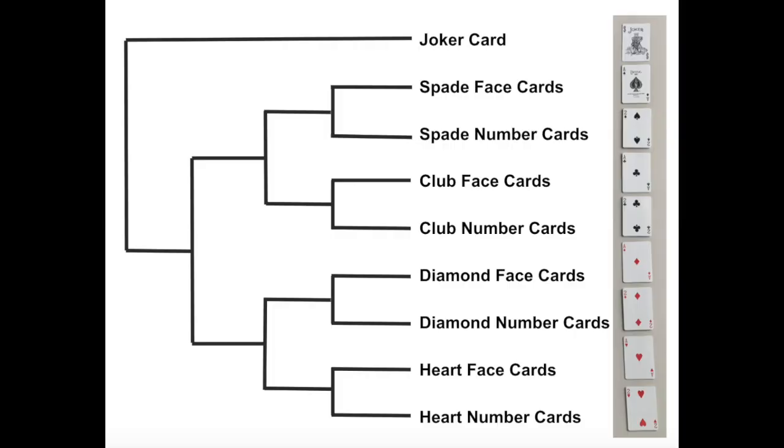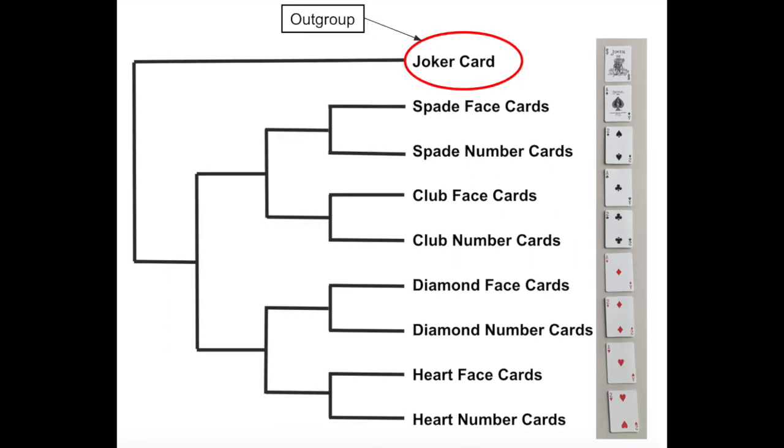This results in 9 distinct species, where we will consider the number cards of a particular suit a single species, and the face cards of a particular suit a different single species. These 9 species are the OTUs in our tree. Now we have our rooted phylogenetic tree of a deck of cards.